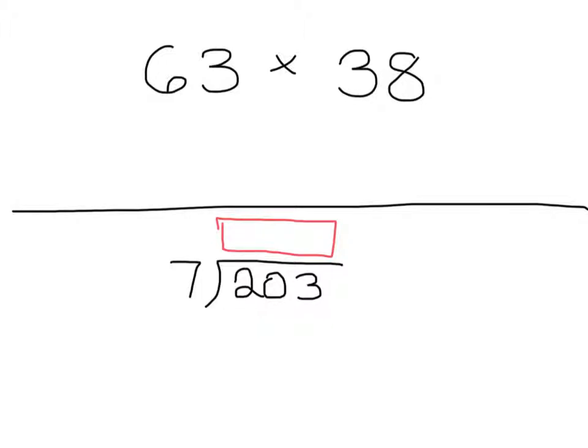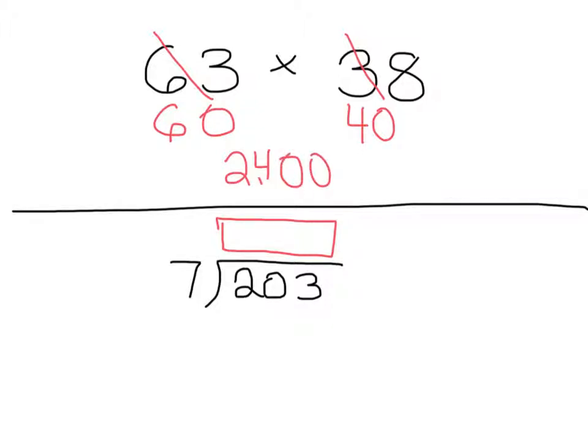If I was going to estimate 63 times 38, if I wanted to estimate this product, what I would probably do is say this is about 60, and this is about 40, and then I would get my estimate right here, 2,400. What I did was I rounded to get my estimate. Now, when we estimate quotients, it works differently.